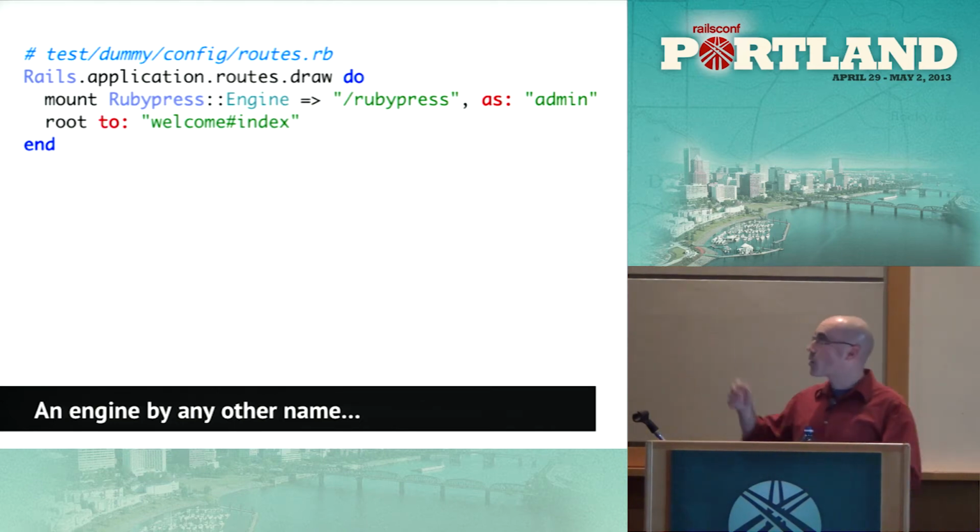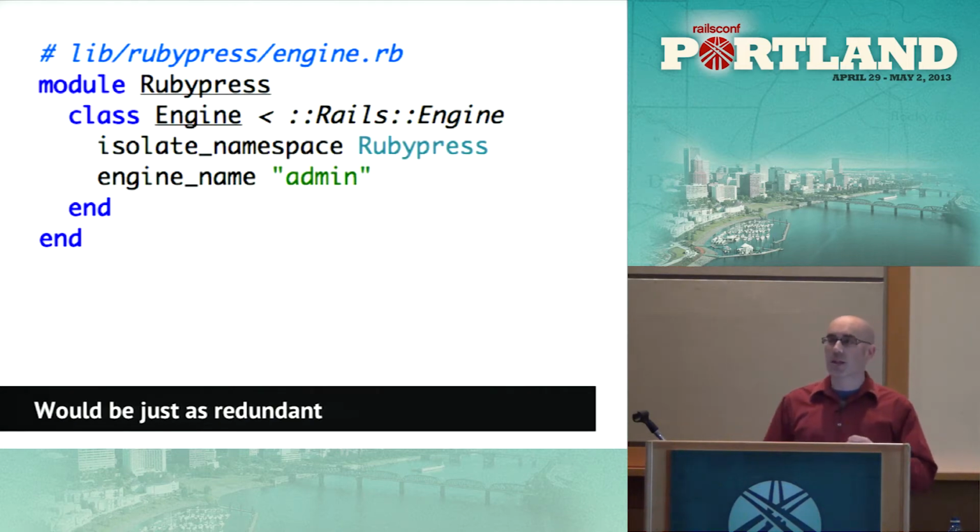The first is by editing your project routes file here. We have specified the name of the engine as admin, and so that would be used throughout instead of RubyPress. The other place you can specify it is in the engine itself, where you can change the default name of the engine using this method here.